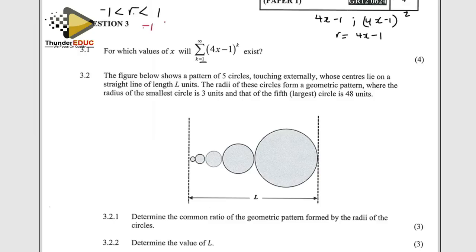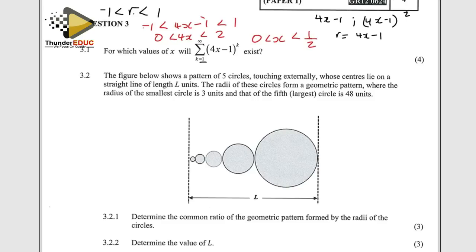So -1 < 4x - 1 < 1. Try to solve this, move that, transpose. 0 < 4x < 2. Divide both sides by 4, which means 0 < x < a half.